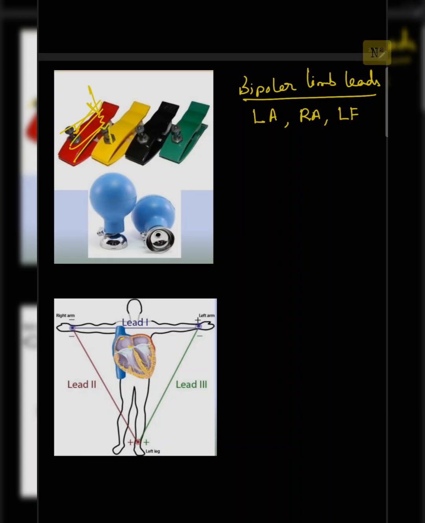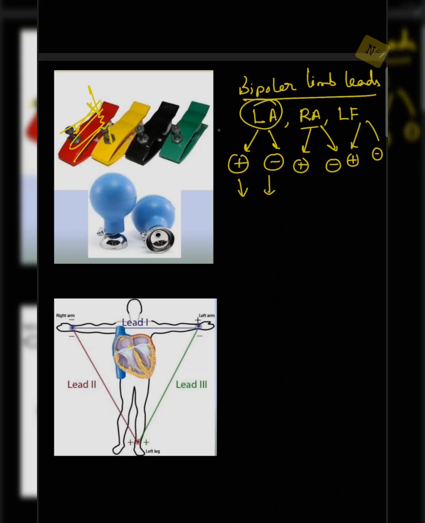Now these leads have a positive terminal and a negative terminal. All of them have a positive terminal and a negative terminal. That's why the name bipolar lead is used. The positive and negative terminals can be decided based upon which lead you are using. These clips are called the electrodes.